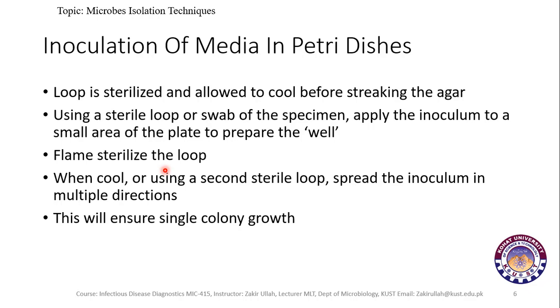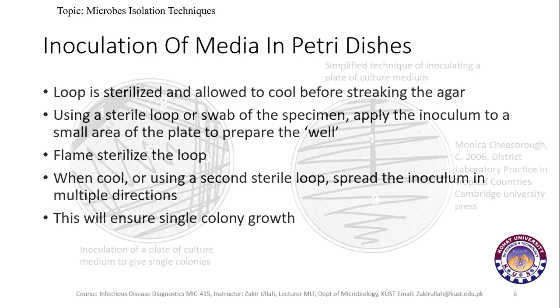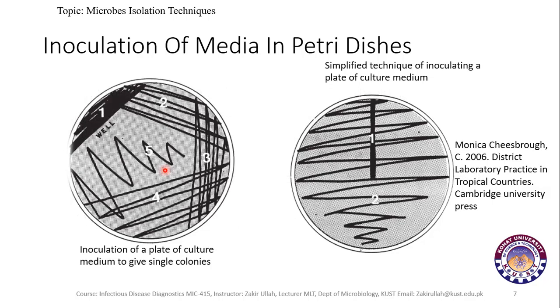Spreading of the sample will ensure a single colony growth. This is an example of spreading of the inoculum: first this is the well, then this is the primary inoculation, the secondary, the tertiary and the quaternary inoculation.